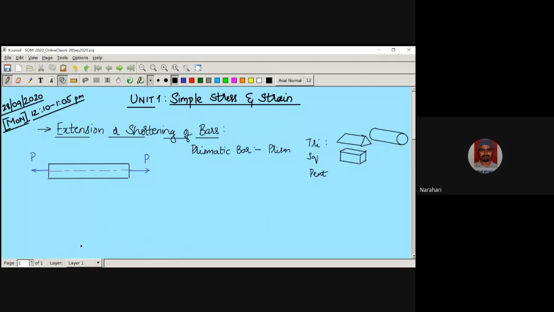Now let us say this is the tensile load, and as a result of this tensile load, let's say the whole bar gets extended like this.